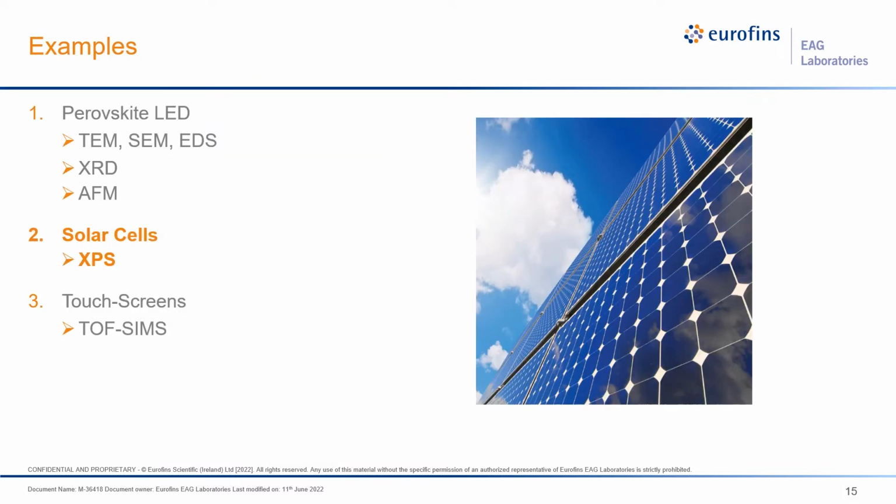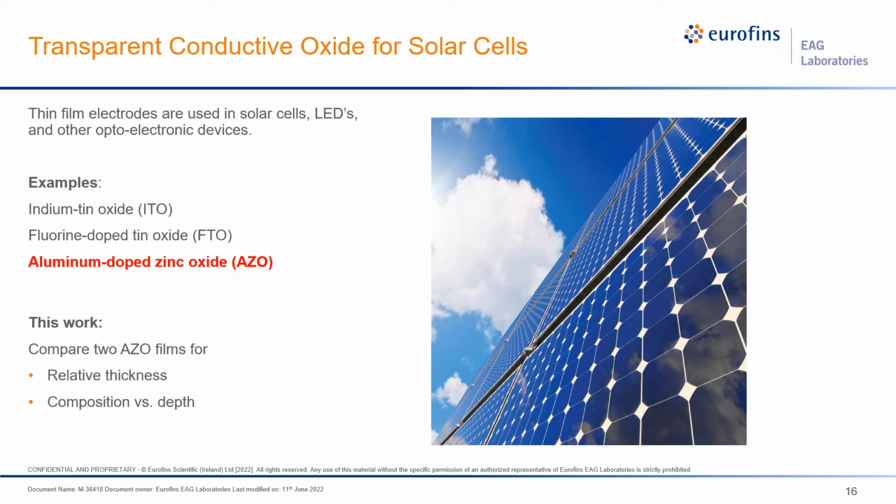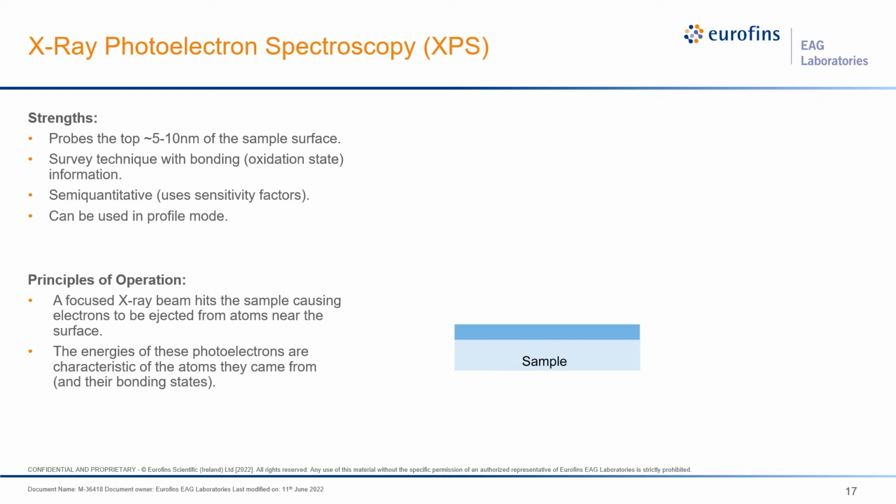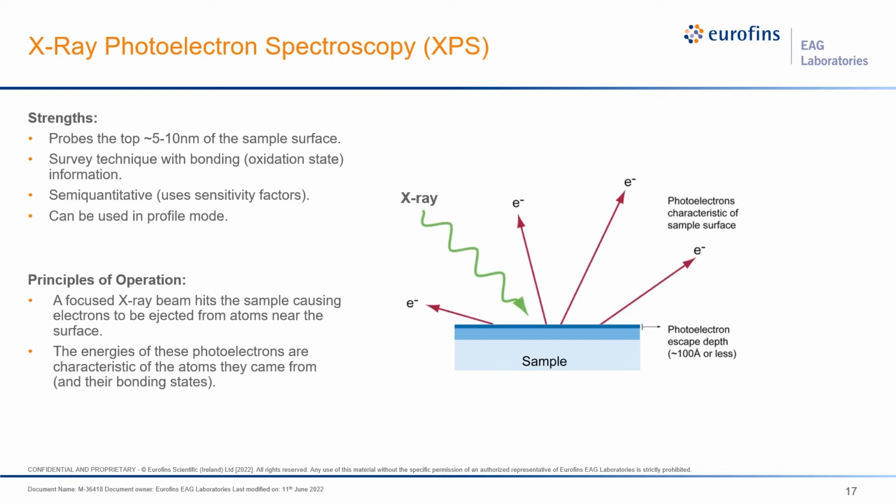Solar cells. Like LEDs, solar cells employ multiple layers of thin films. We will be looking at a transparent conductive oxide being developed for use as an electrode for solar cells. Several different materials can be used as transparent conductive oxides. The previous example had an ITO electrode, and in this example we will compare the relative thickness and composition as a function of depth of two films of aluminum-doped zinc oxide. We will investigate these properties with X-ray photoelectron spectroscopy in a depth profile mode.